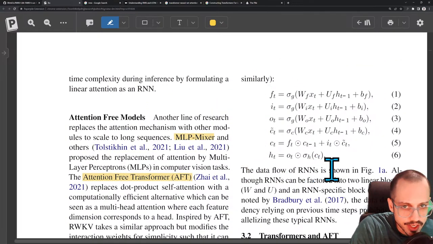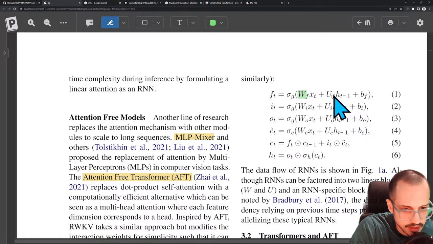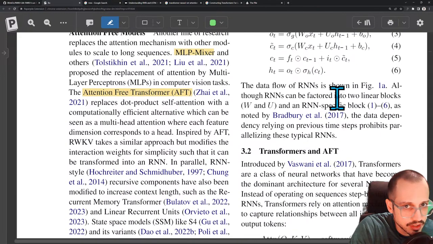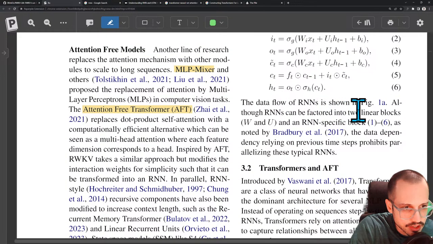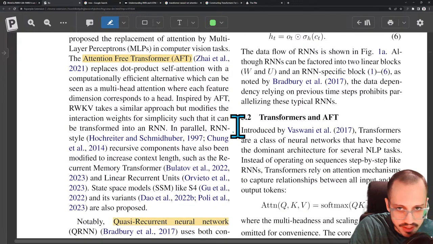The data flow of RNNs is shown. So here you have a weight, I guess, and the bias. So this is like a layer. What is U of F here? RNNs can be factored into two linear blocks, W and U, and an RNN specific block. So F, I, O, and C.